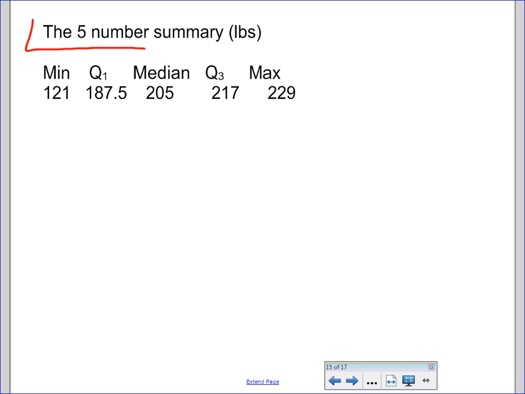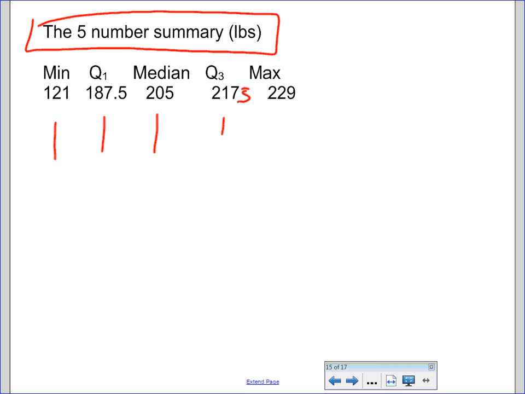If you ever hear the term 5-number summary, they're asking for the min, the first quartile, the median, the third quartile, and the max. A lot of times they'll give it to you: here's the 5-number summary. And this is basically telling you the data. You've got the minimum value, the maximum value, the middle value, and you even have the quartiles.